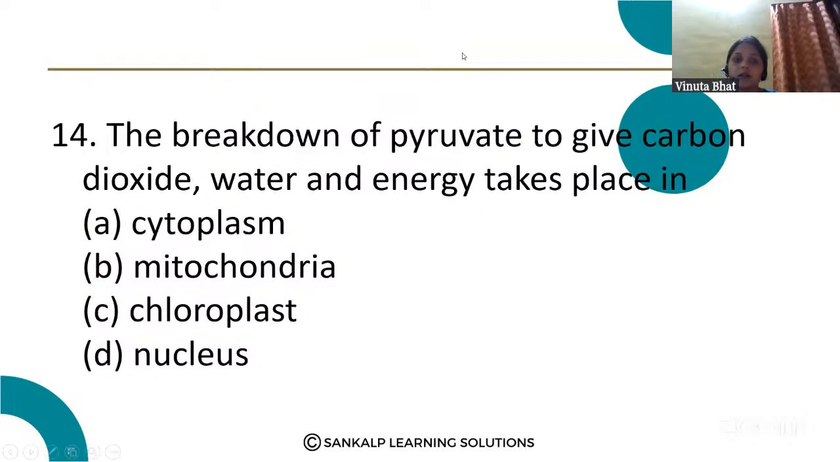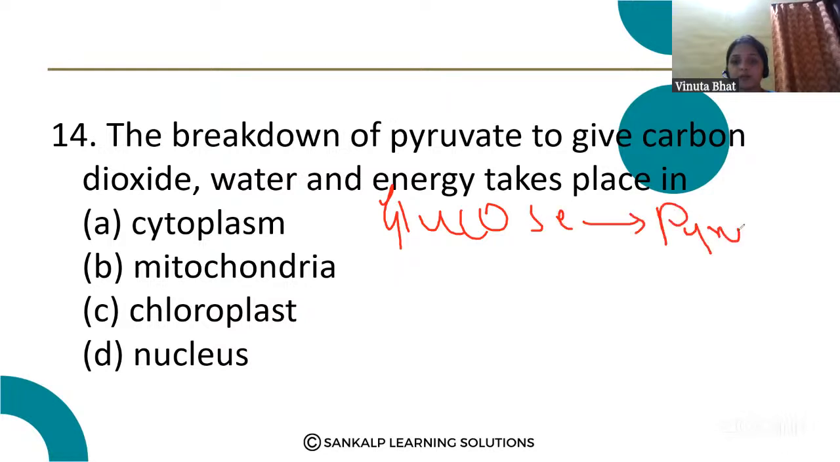Next question. The breakdown of the pyruvate to give carbon dioxide, water and energy takes place in cytoplasm, mitochondria, chloroplast or nucleus. Here, the glucose breaks down into pyruvate, and which gives the carbon dioxide.